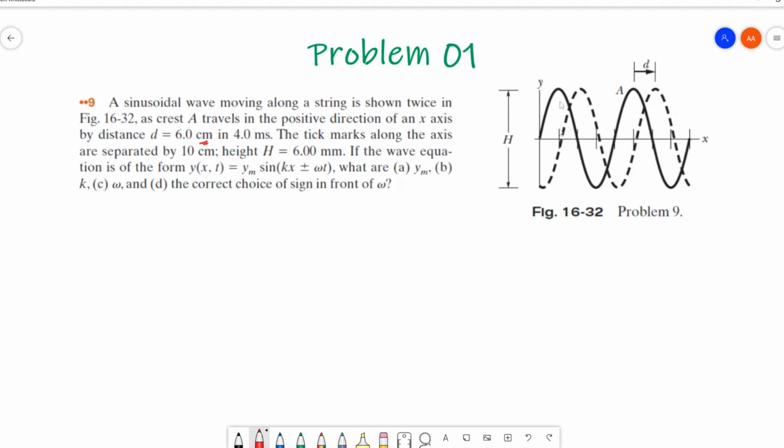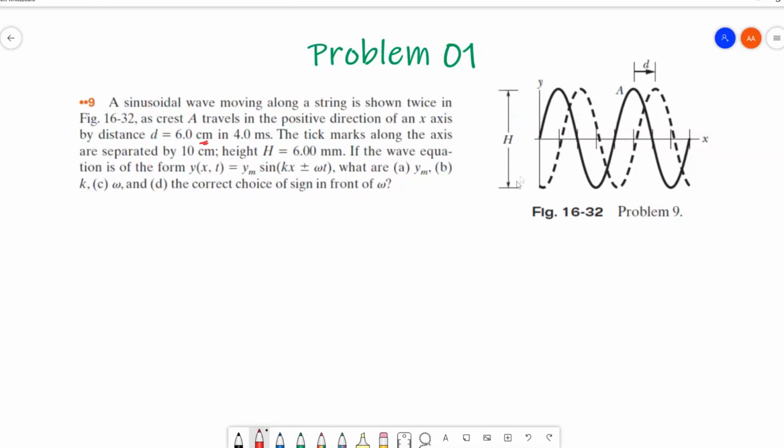So it goes, let's say, from this shape to this shape and travels a distance from a crest to another crest. Crest means the peak. So it goes from a crest to another crest in 4 milliseconds, and the distance d is given, 6 centimeter. The tick marks are this one. Tick marks along the axis are separated by 10 centimeter. So this one is 10 centimeter, this one is 10, 10, and so on.